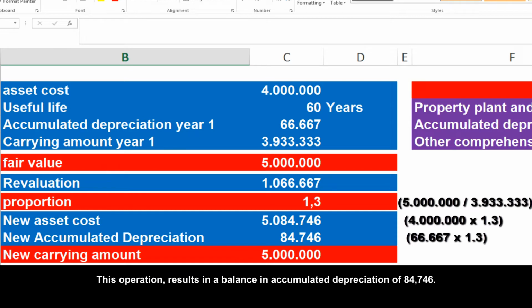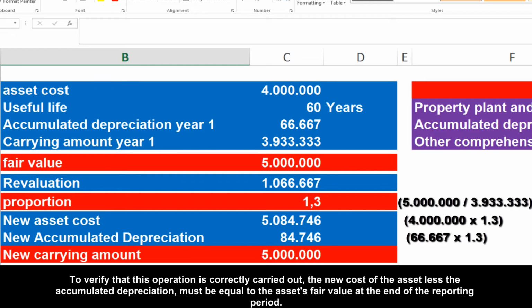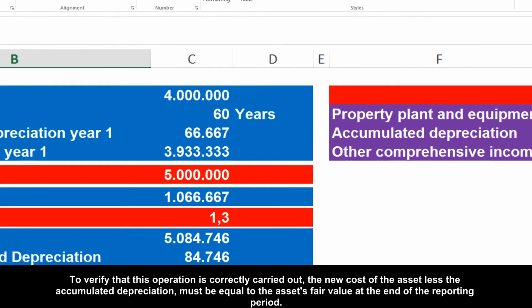This operation results in a balance in accumulated depreciation of $84,746. To verify that this operation is correctly carried out, the new cost of the asset less the accumulated depreciation must be equal to the asset's fair value at the end of the reporting period.